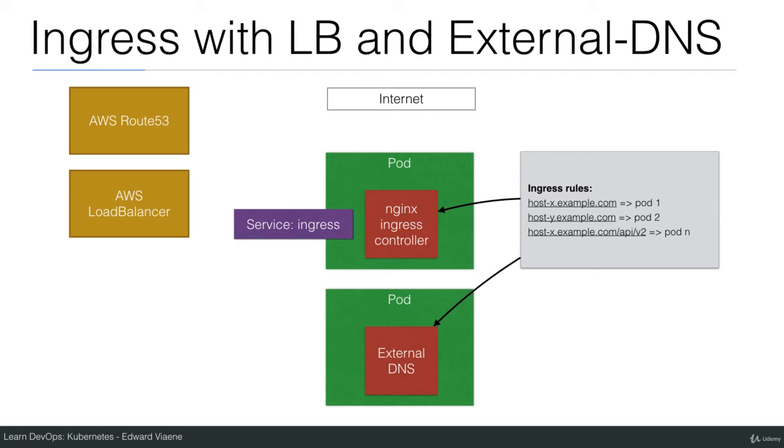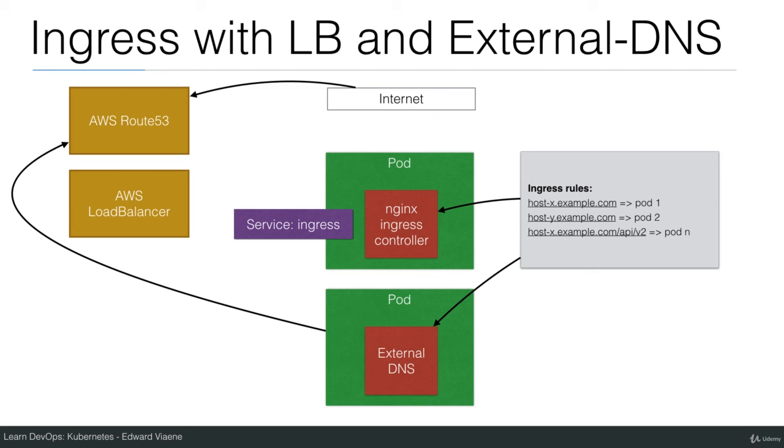The external DNS tool will also read those rules and will see that it needs to create DNS records for host X example.com and host Y example.com. So external DNS will create those records in AWS Route 53. For example, it can be any external DNS provider. So that host X and host Y are going to point to the AWS load balancer.